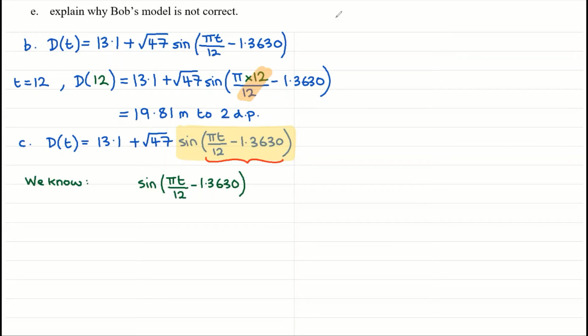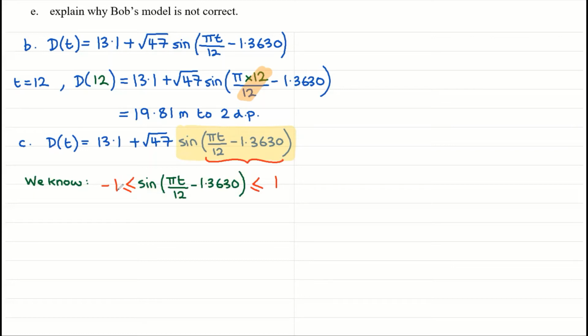I know that the sine function is always between 1 and -1. And the only way that can change is if there is some kind of vertical transformation going on. So if the sine function is multiplied by some constant, or there is something added to it. Now, we know that that is the case in our model because we have the 13.1 and the root 47.